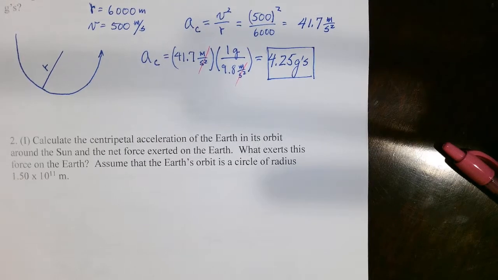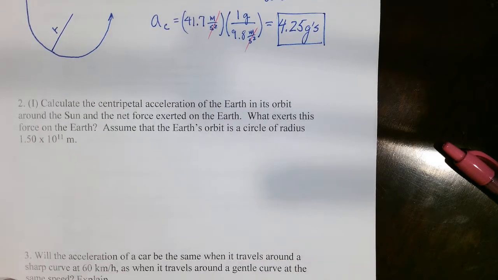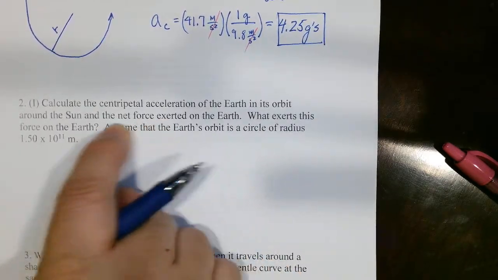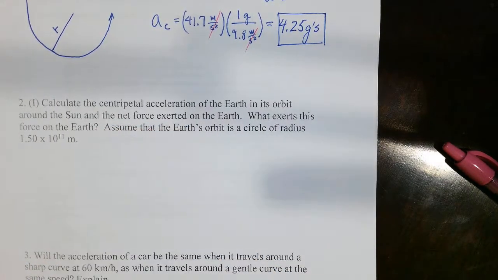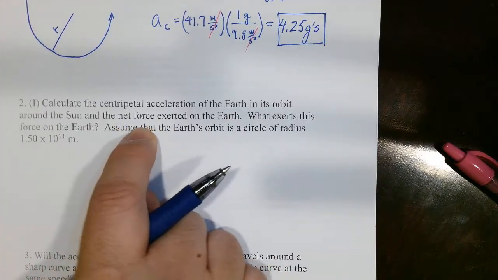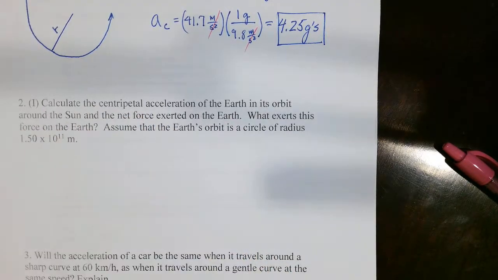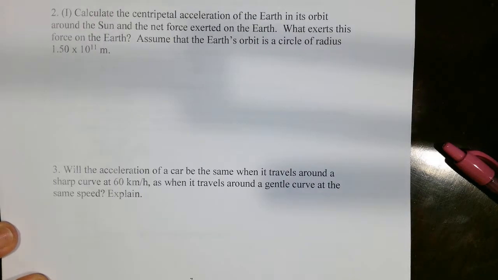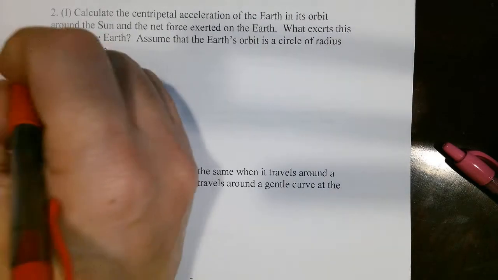All right. Let's take a look at number 2. Calculate the centripetal acceleration of the Earth in its orbit around the Sun and the net force exerted on the Earth. Okay. We're not going to worry too much about the net force yet, because we haven't covered forces. But let's think about just finding the centripetal acceleration of Earth. Now we know Earth is going around the Sun, so there has to be some kind of centripetal acceleration, right? So let's draw a little diagram.